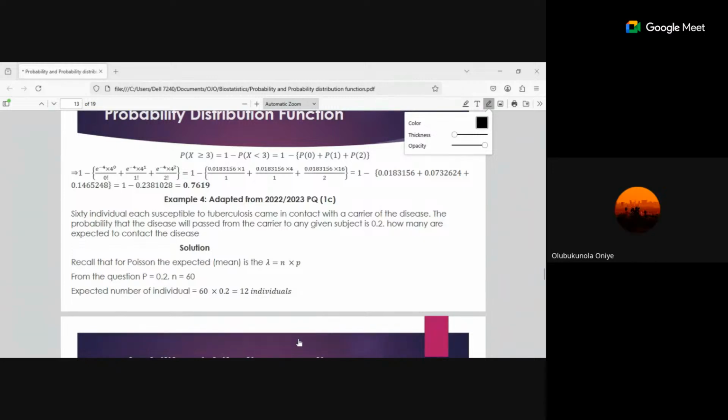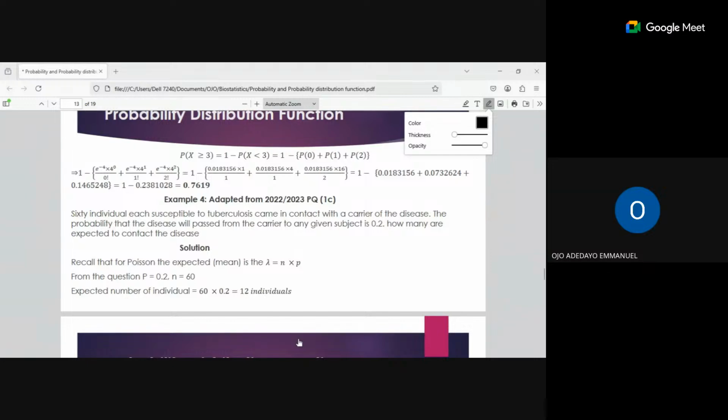So in this case, if I get you right, it was because they were asking for expected value. They didn't say at least or at most. They didn't ask you to find any probability. So because they are talking of expected value, that means our expected value takes the position of lambda, which is the mean. Okay. Yes. Thank you, sir. Did you get that, please? Yes, sir.